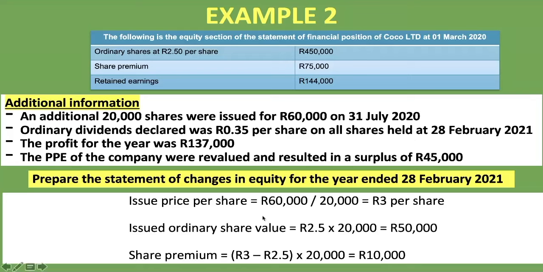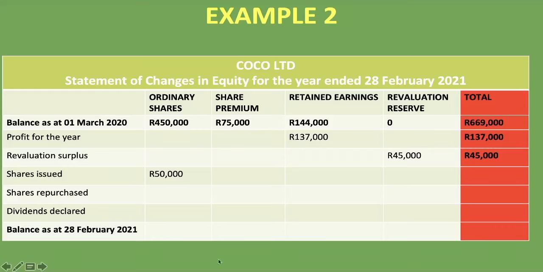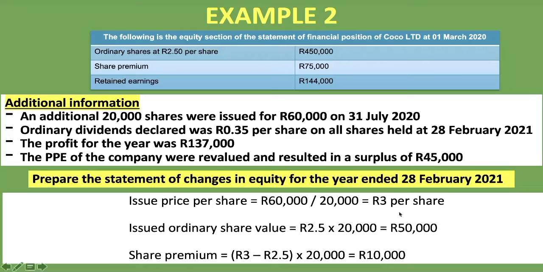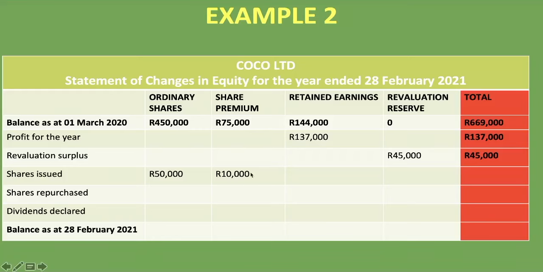So with that being done, we now know that our ordinary share value is 50,000 rand. So we're going to go to our table, and the shares issued is 50,000 rand under the ordinary shares column. Now we go to the share premium column. Now we know we have a share premium because we just calculated it. So we go back, and you can see that our share premium is the 10,000 rand we've just calculated. So we go to our share premium column and put the 10,000 rand there. And that is all we have for that row. So we just add the 50,000 plus the 10,000, and it gives us the 60,000 rand. And remember, that's the 60,000 rand that we received for issuing the 20,000 shares.